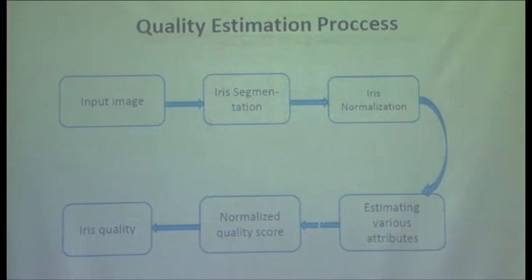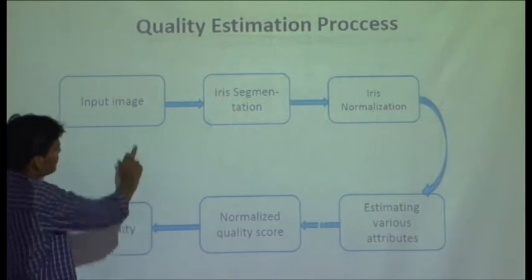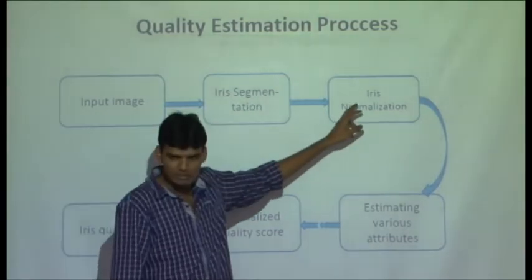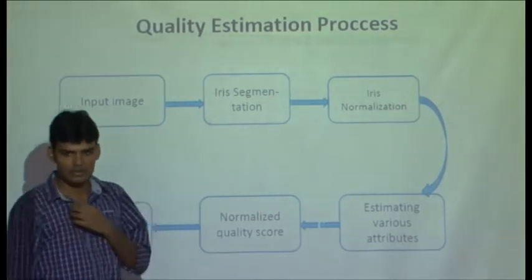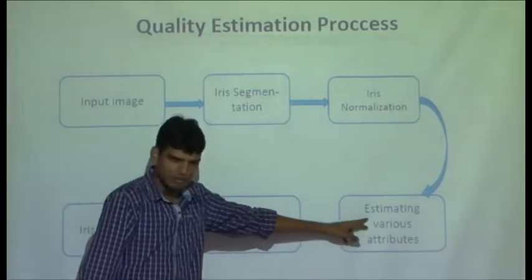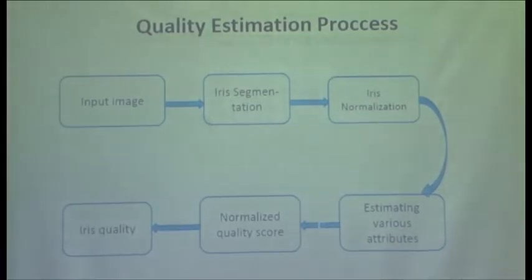So you need only the three components. Those components are available: the input image, segmented image, and normalized image. Yes, all are available. So you need only this; you find out these two only.